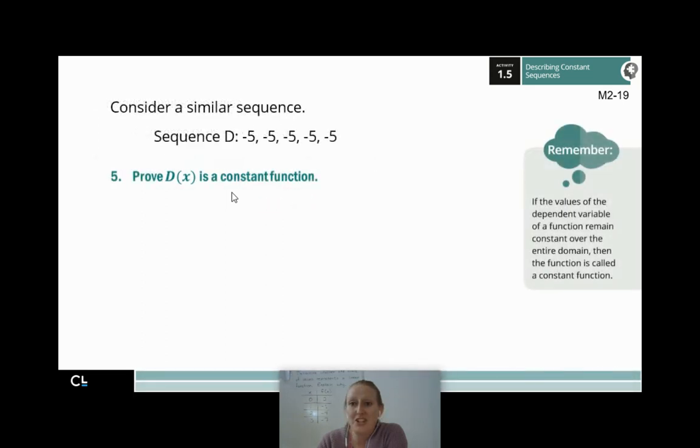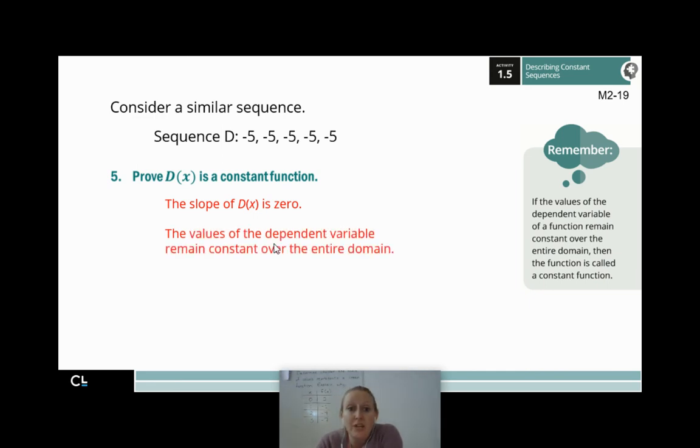You want to prove that it's a constant function? You know it's a constant function. Why? What's making this a constant function? Hit pause, jot it down, hit play to keep going. So d of x is a constant function because the slope is 0. I have a 0 slope. The values of the dependent variable remain constant. They don't change at all.